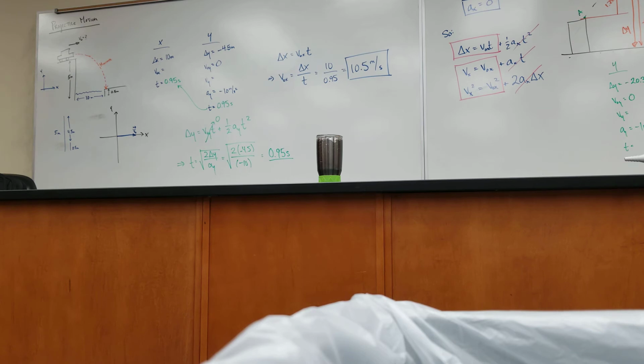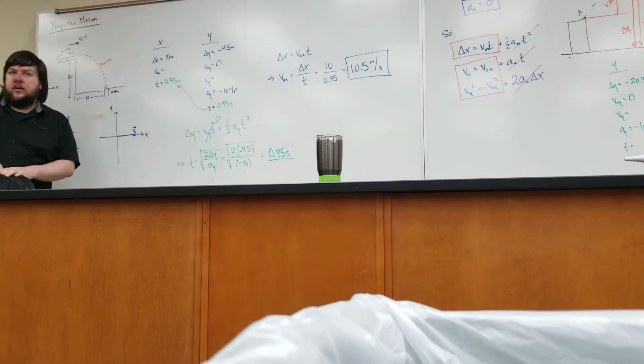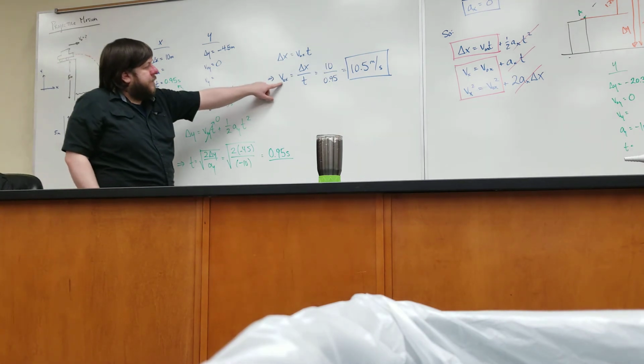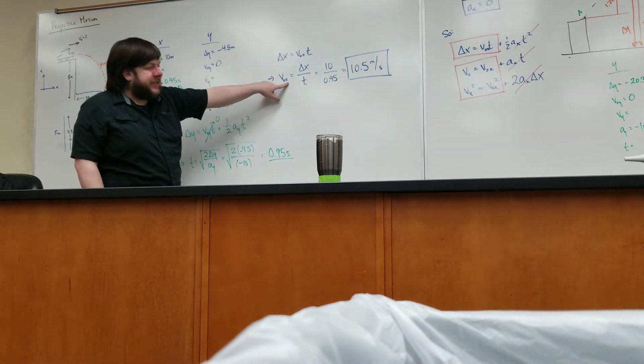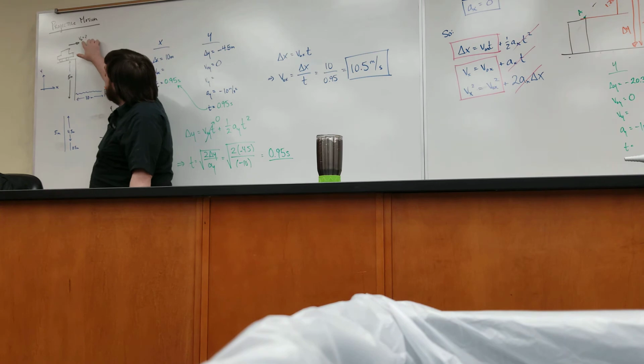Okay? What did we actually solve for here? What number did we actually solve for? The initial velocity in the x direction. Right. What were we actually looking for? The total initial velocity.